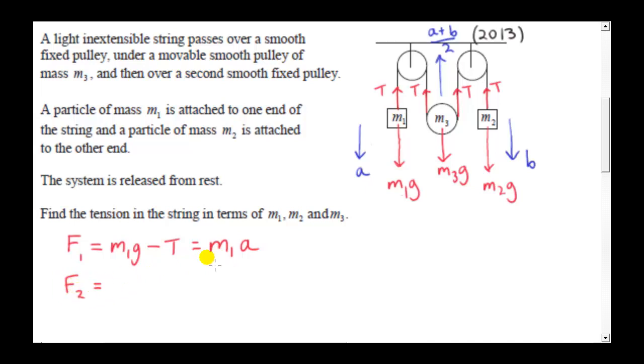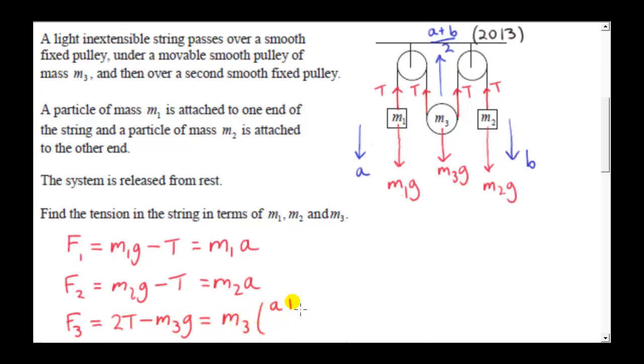As for the force on M2, I'll call it F2. Downwards is positive, so it's M2g minus T equals M2 times B. And finally the force on M3, we take upwards to be positive. Its acceleration we are saying is upwards. So it's 2T up minus M3g down equals its mass, which is M3, times its acceleration, which is (A plus B) over 2.